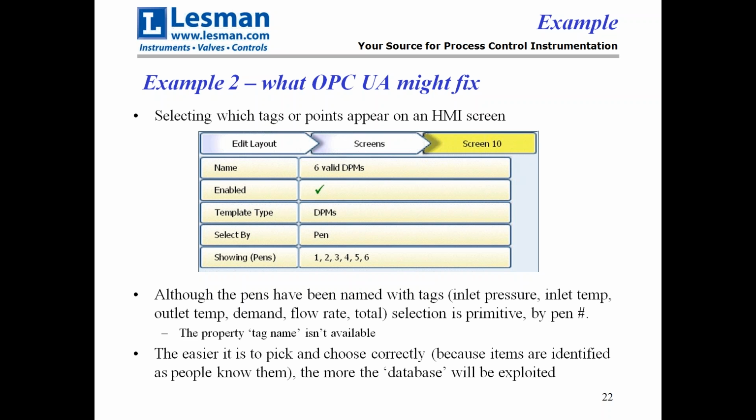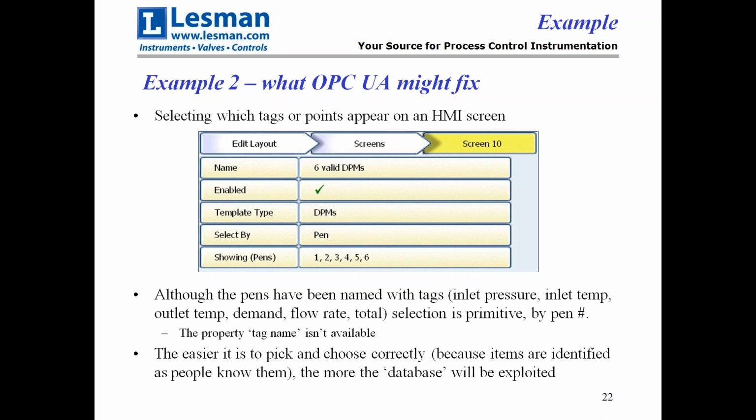But when you pick them, they've already been defined. Number 1 is inlet pressure. Number 2 is inlet temperature. Number 3 is outlet temperature. Number 4 is demand. They all have a name, a name that's recognizable. It doesn't let me pick inlet temperature and flow rate and total. I have to pick it by number. So I've got to go back to some other thing to figure out what 1, 2, 3, 4, 5, and 6 is, because the property called tag name isn't available on this.